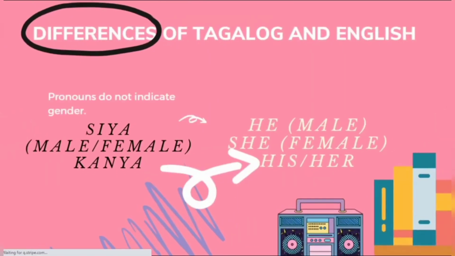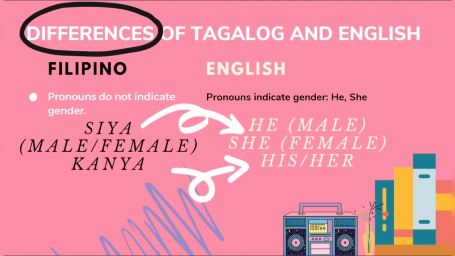Another difference is that in Filipino, pronouns do not indicate gender, while in English, pronouns indicate gender. For example, in Filipino, we only have siya, and that word actually refers to both male or female. While in English, you have to identify who we are talking about. Is it a male or a female? So we can identify if we are going to use he or she.